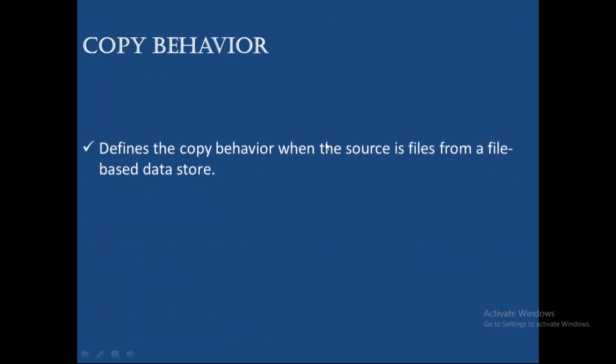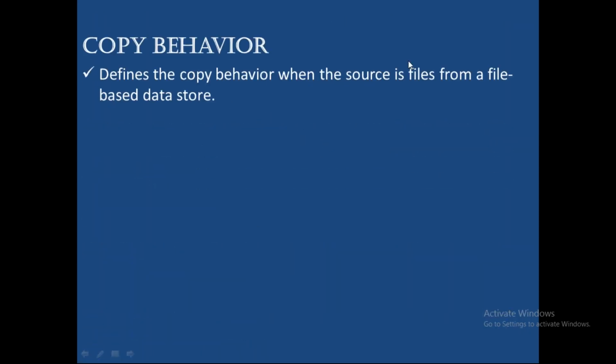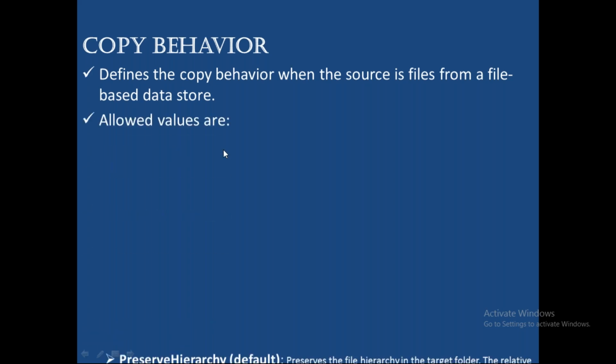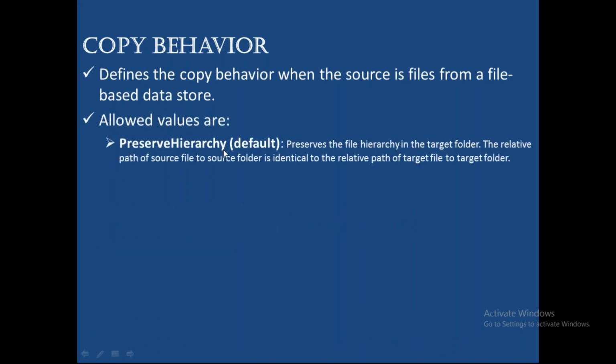Fine. Next, copy behavior. It defines the copy behavior when the source is files from a file-based data store. So this copy behavior will only work for file-based data stores, for example blob storage, Data Lake Storage Gen 1, and Data Lake Storage Gen 2. For these storages, this copy behavior will work. The property values are preserve hierarchy, and the default copy behavior is preserve hierarchy.